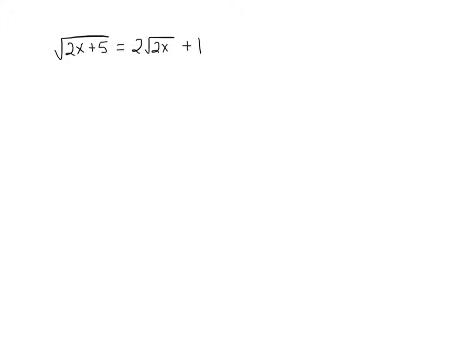Here's the last one. It's a little bit more complicated, but I'm sure we can still do it. The square root of 2x minus 5 equals 2 root 2x plus 1.